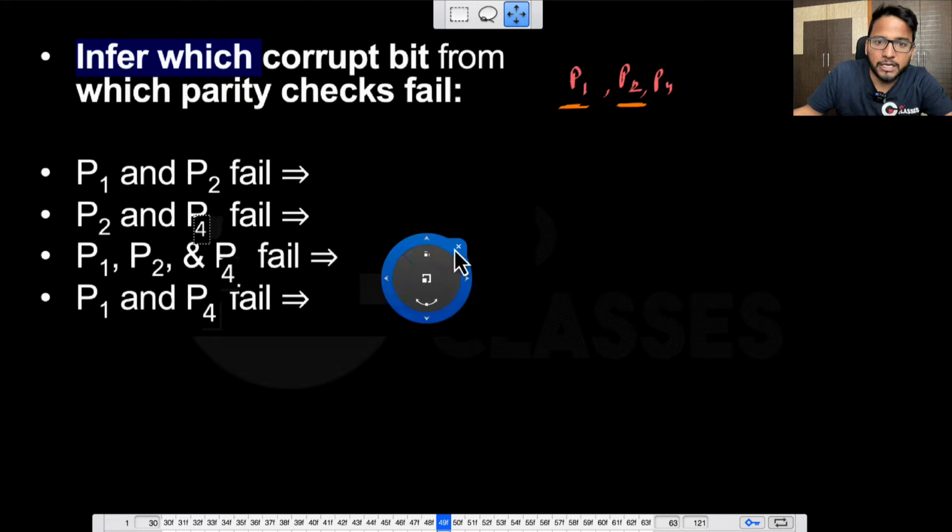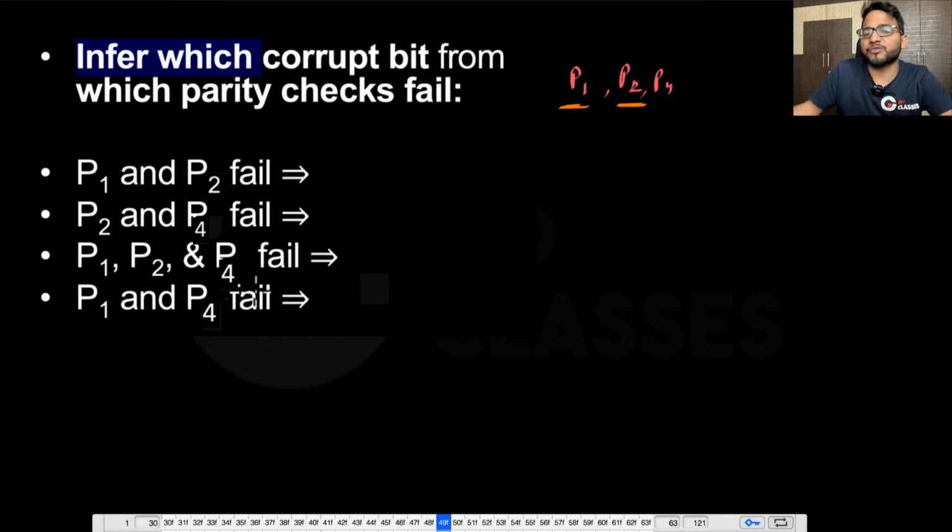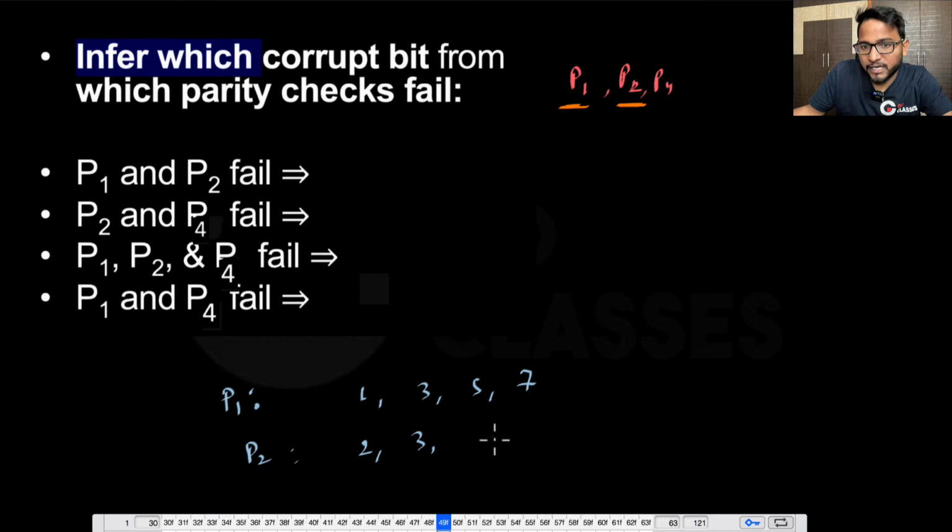Then the question is: in this case, which bit got corrupted? Now tell me, P1 is taking care of 1, 3, 5, 7. P2 is taking care of 2, 3, and then you leave out 4 and 5, and then you take 6 and 7. P4 is taking care of 4, 5, 6, 7. Now, if P1 and P2 fail, the error is either in 1, 3, 5, 7 or 2, 3, 6, 7. So what is common? I think 3 and 7 are common. The error is either in 3 or 7. Now P4 is passing, which means the error is not in 7. So the error must be in 3, right?